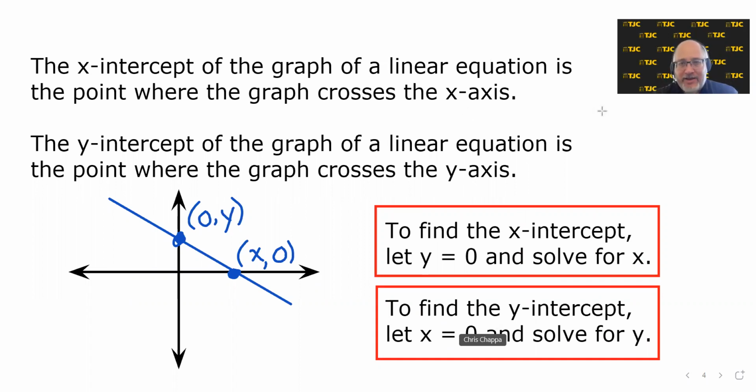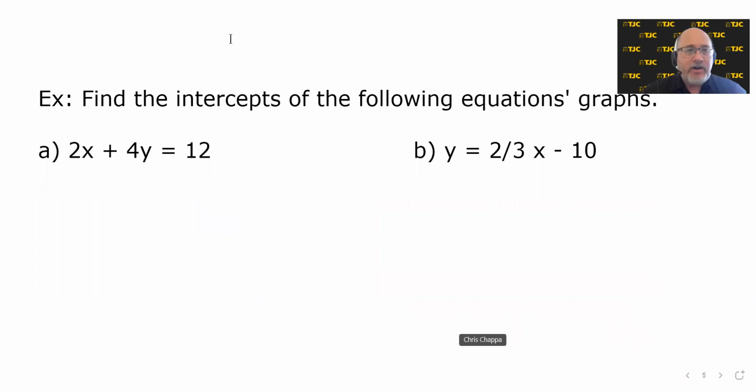And there's my name again, and I don't really know how to make it disappear without randomly clicking on stuff and hoping for the best. So how about this? Nope, that didn't work. Anyway, to find one intercept, you let the other letter equal 0. All right, so we are going to find the intercepts for the following equations' graphs, starting with, okay, there it goes. Sorry, it just bothers me.